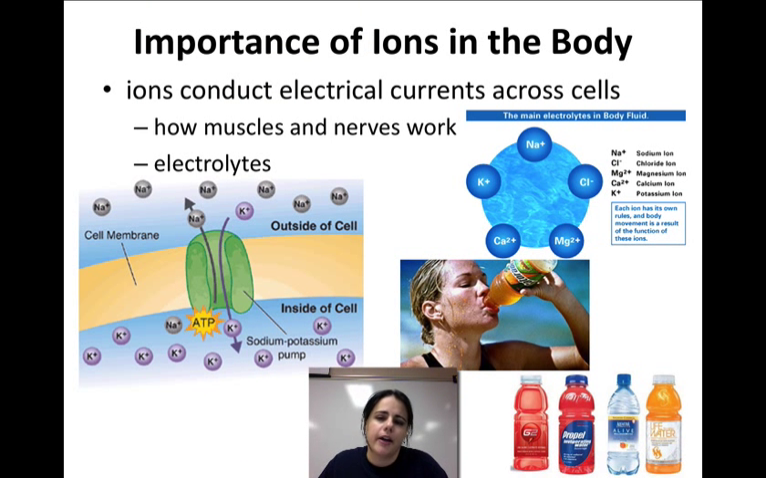Let's look at the importance of ions in the body. So why do we even care about ions? Who cares about this? But it's actually how your cells communicate with one another. It's how your muscles and your nerve cells conduct electrical impulses that send signals to your brain and back into all the different cells in your body. So they're super important, and you have to maintain a certain level of ions across your cell membrane.